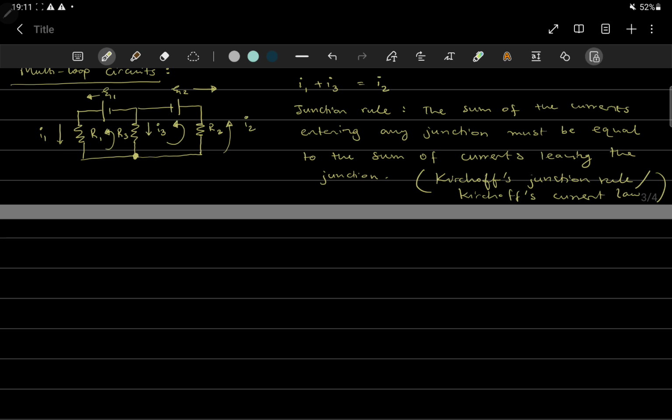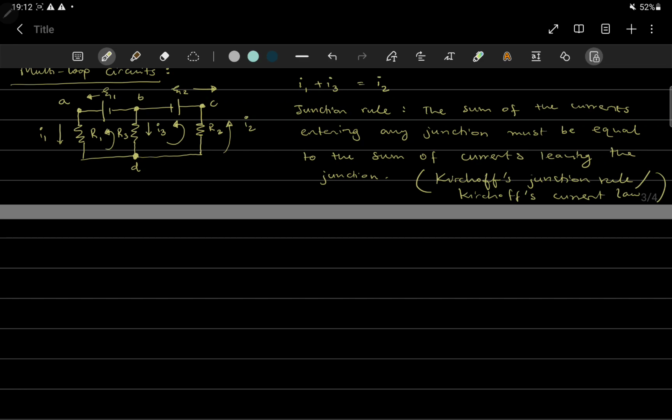And it is easier if we can denote the points that we are considering, since we are traversing from one point to another in the circuit. So let's say we consider that this junction over here is point A, this is point B, this is point C and this is point D.